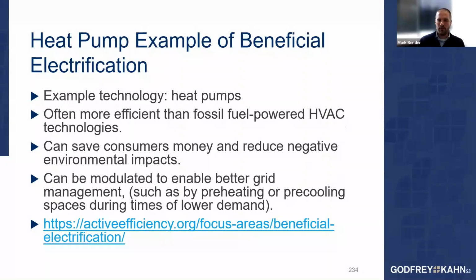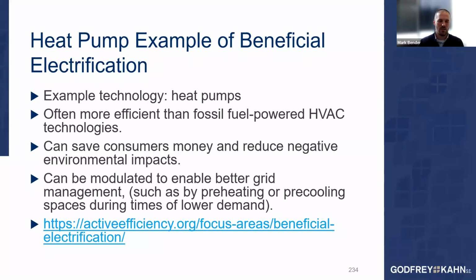An example of beneficial electrification, I think the most common one, is the use of heat pumps in heating and cooling and HVAC systems. Electric heat pumps are generally more efficient than fossil fuel powered HVAC technology, and can now be used in both hot and cold climates. Generally, heat pumps are between 2 to 4 times more efficient than an Energy Star gas furnace on an annual basis, and are slightly more efficient in places with mild winters, such as Texas, California, and Arizona.